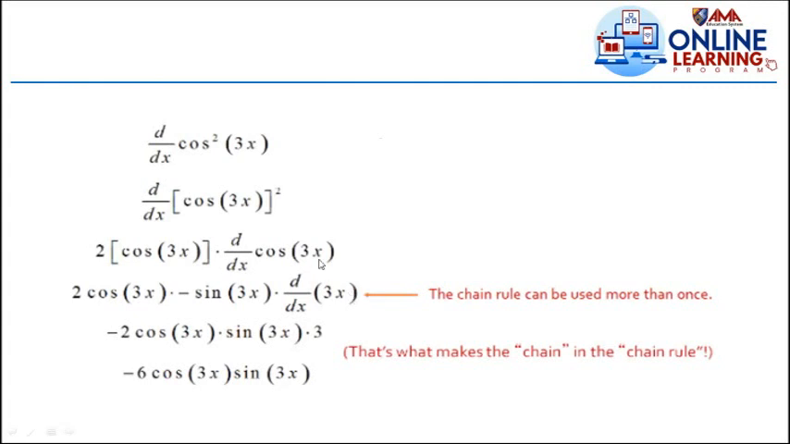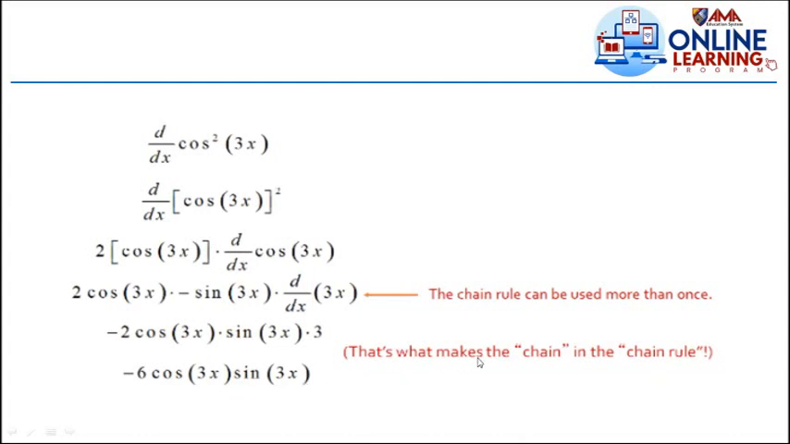Okay? The derivative of cosine is negative sine 3x. Then, we are going to have the derivative of 3x. Okay? The 2 cosine 3x stays the same, no? So, we're going to get the derivative of cosine is negative sine. Then, derivative of 3x, here it is. So, 2 cosine 3x multiplied by sine 3x multiplied by 3. Okay. So, derivative of 3x is 3. So, negative 2 times 3, we have negative 6 cosine 3x sine 3x.